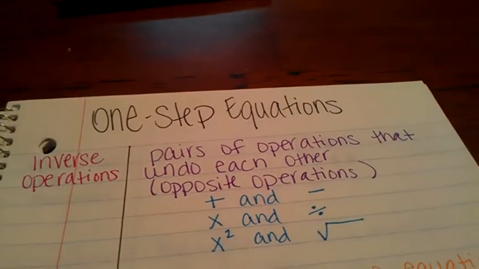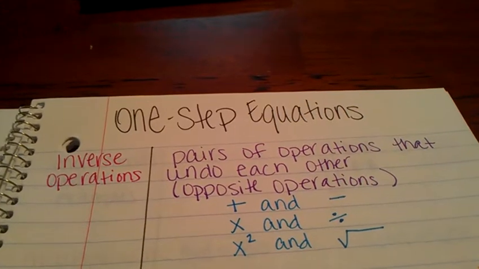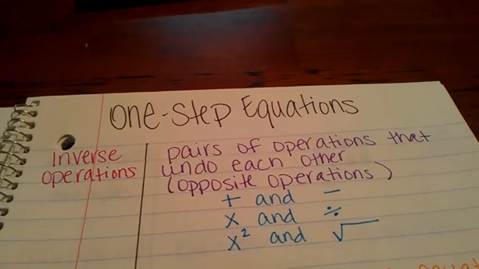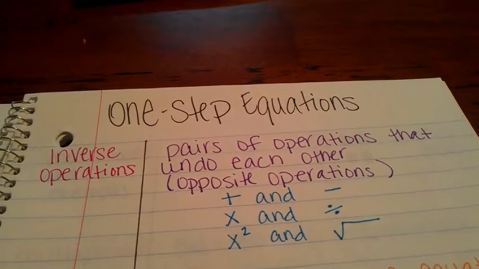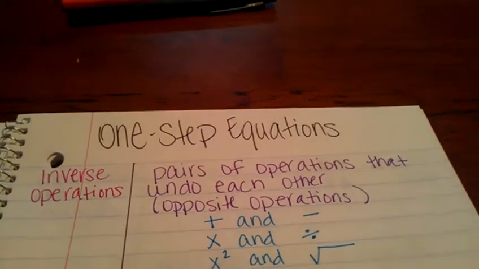One-step equations. You guys have seen equations in class, and all an equation is, is a number sentence that has an equal sign in it. Hence the name equation, it means that there are two different sides that are equal to each other.